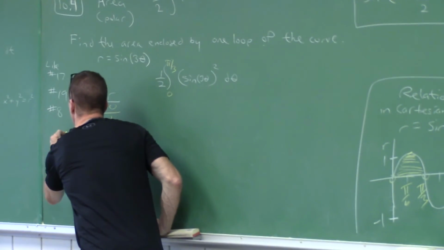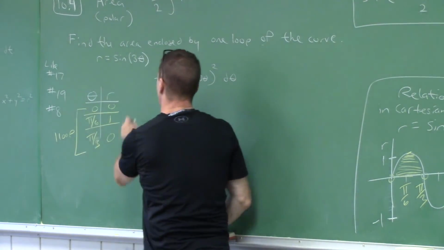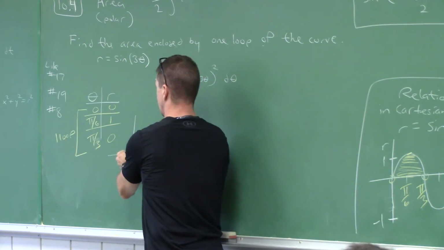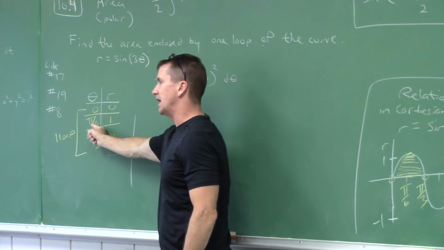One loop. Can you help me sketch it though? Okay, I know we were talking about it before, but if we didn't want to pull out the calculator, how would this graph do? Start at 0, 0. And then let's move to an angle pi over 6.